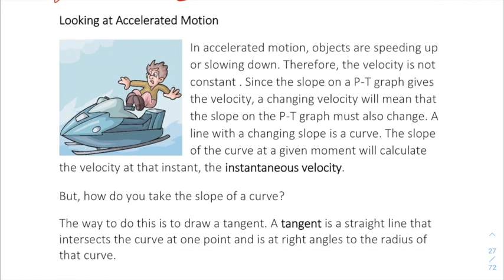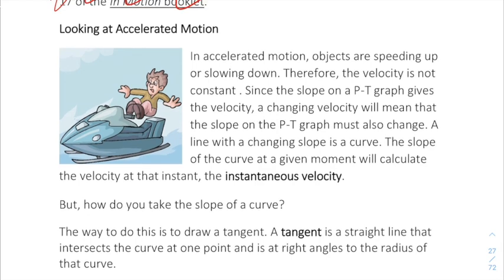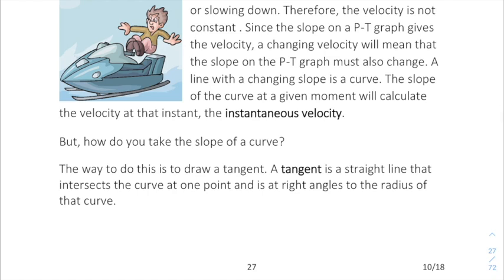Okay, so looking at accelerated motion, in accelerated motion, objects are speeding up or slowing down, therefore the velocity is not constant. Since the slope of the PT graph gives the velocity, a changing velocity will mean that the slope of the PT graph must also be changing. And a line with a changing slope is a curve. The slope of a curve at a given moment will calculate the velocity at that instant, or the instantaneous velocity. But how do you calculate the slope of a curve? The way to do that is with what is known as a tangent.